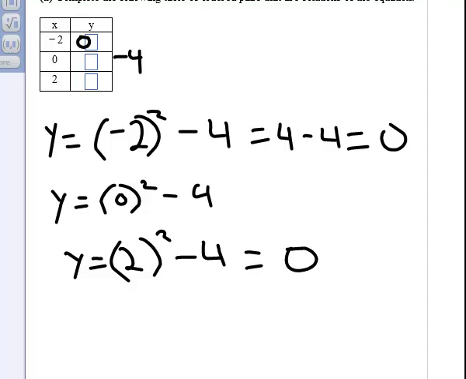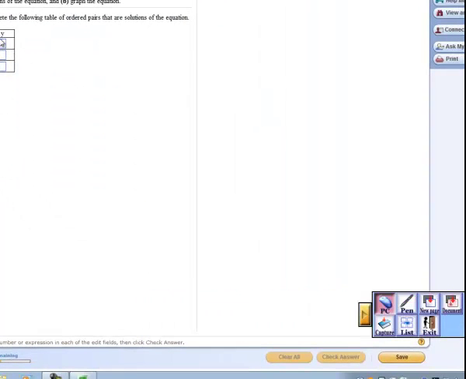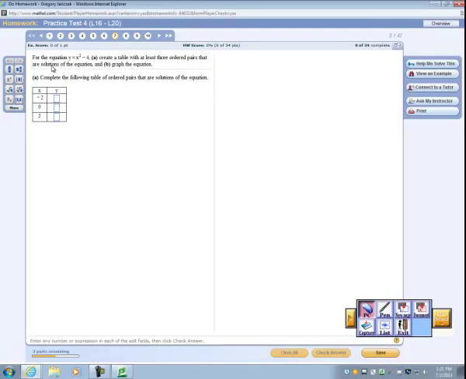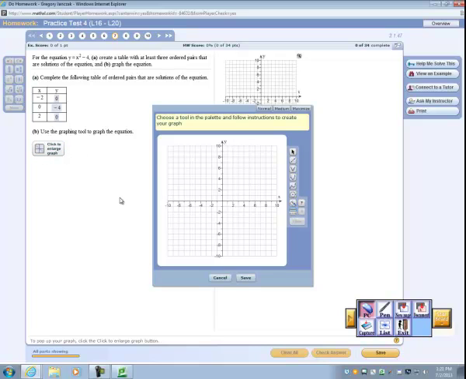Okay, so we're going to have 0, negative 4, 0. So that's what we put in there: 0, negative 4, and 0. And okay, from there, you're going to be asked to graph it. Now you've got to click this little box down here below that in order to engage the graph. There it is.